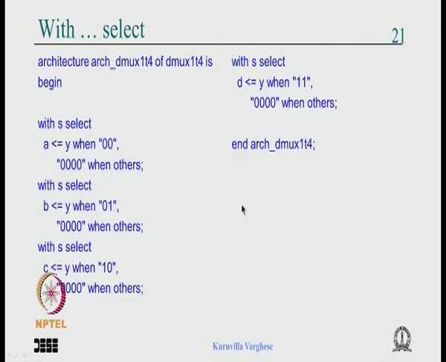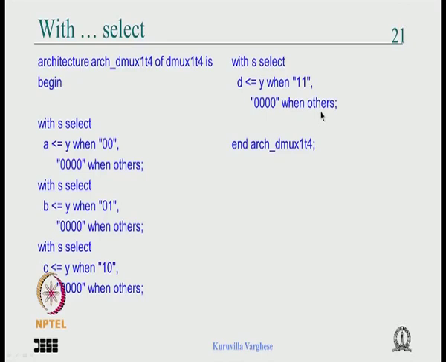So let us use the with select. Here we say with S select A gets Y when 0 0, that means when S is 0 0. In all other cases A is 0 when others. So that is the code for A. Similarly for B you write with S select B gets Y when 0 1, 0 0 when others. With S select C gets Y when 1 0, 0 0 when others, and with S select D gets Y when 1 1, 0 0 when others.